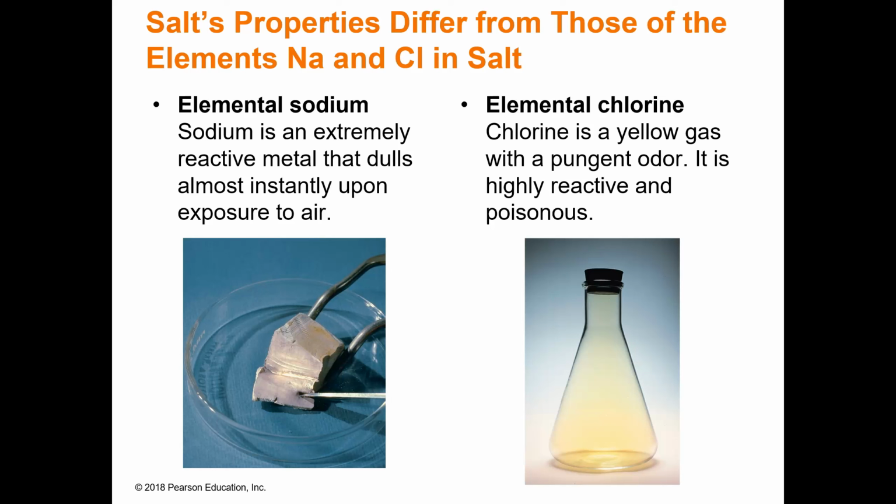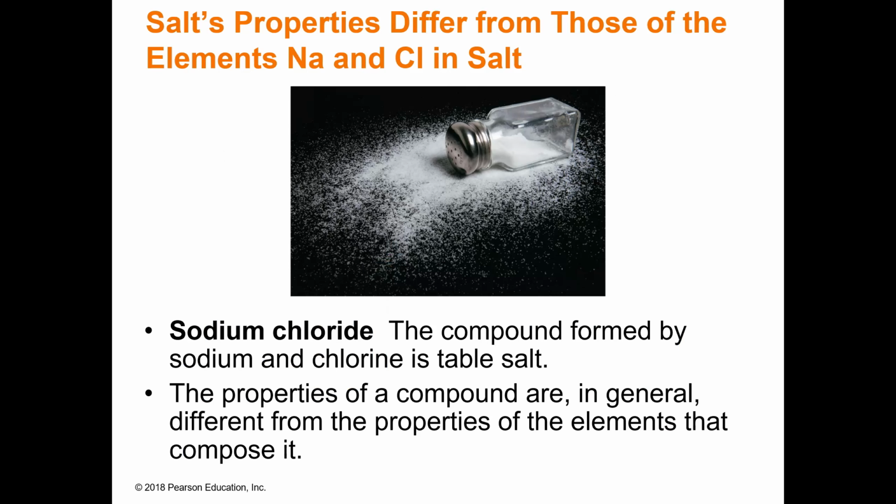Here's another example, table salt. Elemental sodium is a shiny, highly reactive metal. It can explode in water. Chlorine, on the other hand, is a poisonous yellow-green gas. Neither sounds edible, right? But when you combine sodium and chlorine, they form sodium chloride, common table salt. It's stable, safe, and tasty. The key takeaway is this: compounds have very different properties from the individual elements that make them.